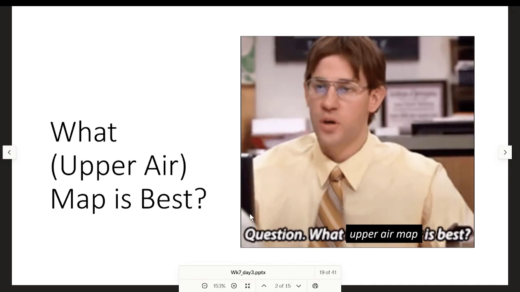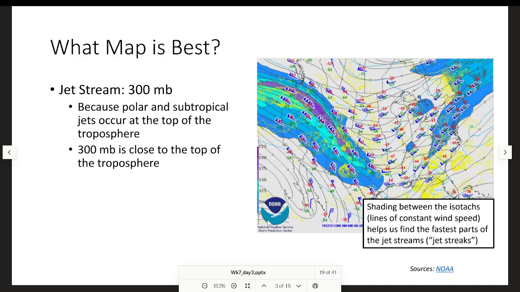So what upper air map is the best? 300 millibars, jet stream, yes. Because the polar and subtropical jets occur at the top of the troposphere, 300 millibar is close to the top of the troposphere. So this is good for viewing the jet stream. In my opinion, the jet stream is what forms the ridges and troughs. So this is why I like looking at this 300 millibar map to find ridges and troughs.